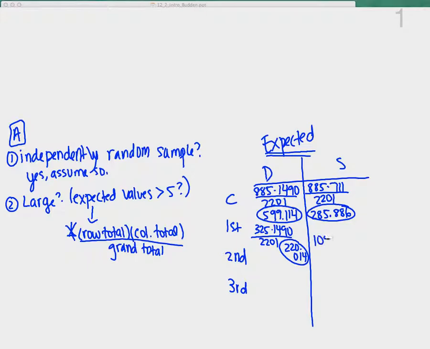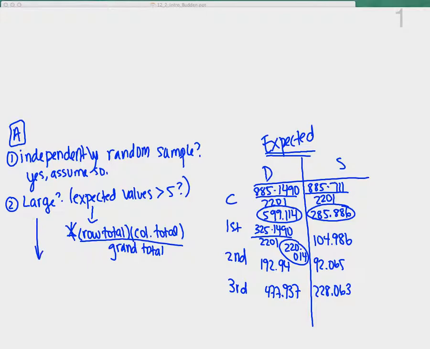So the rest are 104.986, 192.94, 92.065, 477.937, and then 228.063. Okay, so these are the number of people that we would have expected to die and survive in each category if survival rate and class are independent.